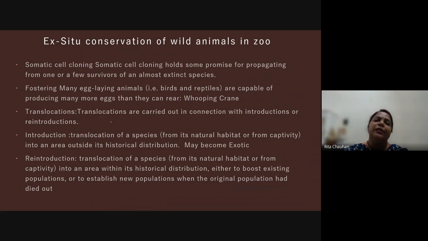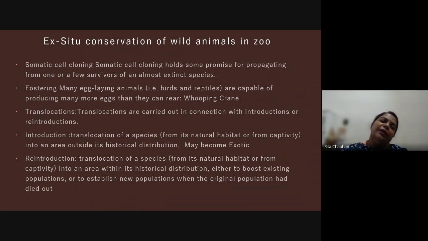Then translocation is another method in which we bring out the animals, and then introductions and reintroduction. We have translocated animals from one particular area to another area and then reintroduced to that particular area. So introduction is translocation to a new area, and reintroduction is translocation to a new population where original population has died out.